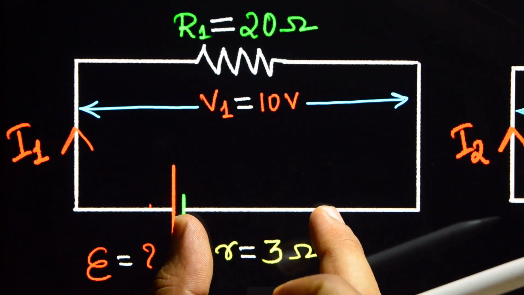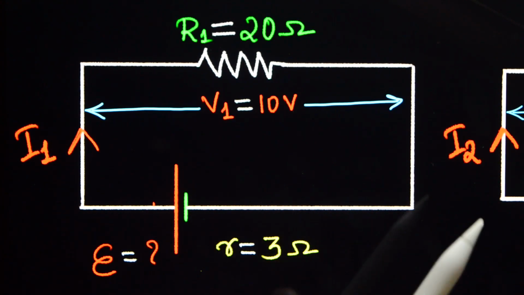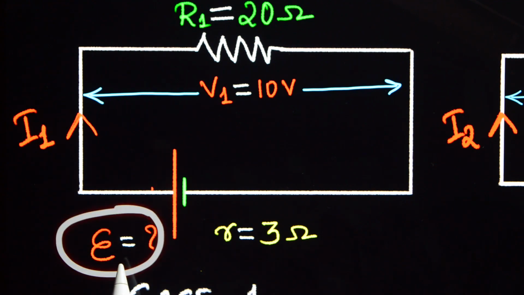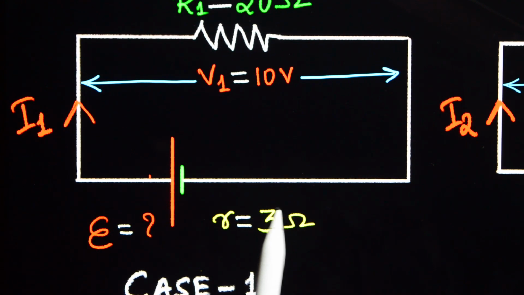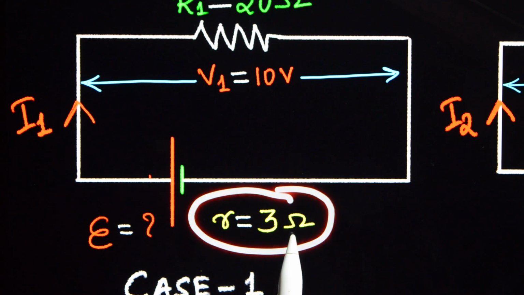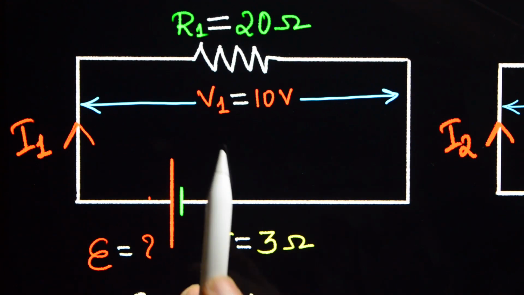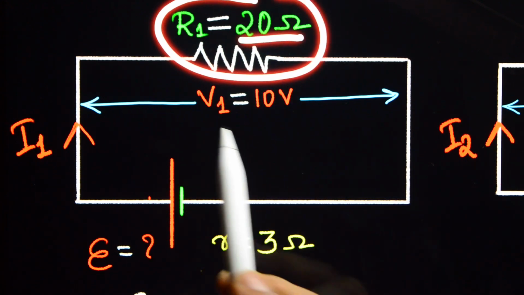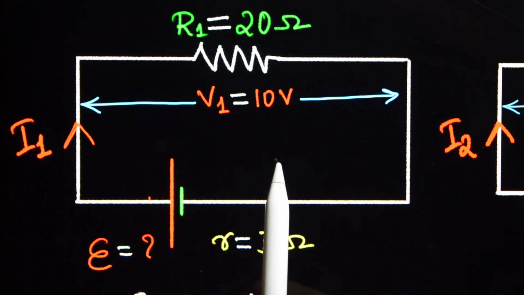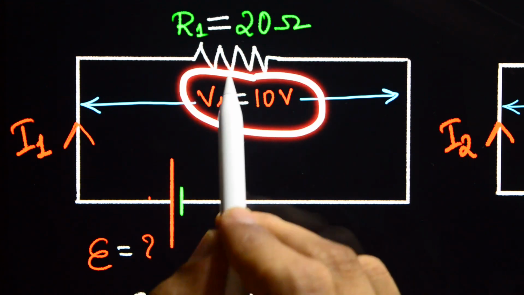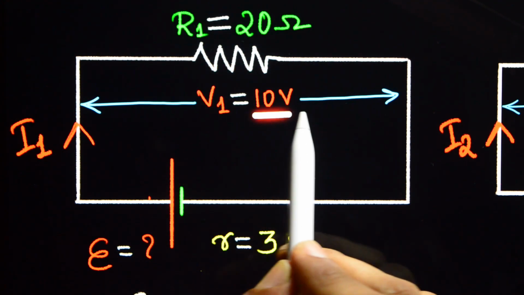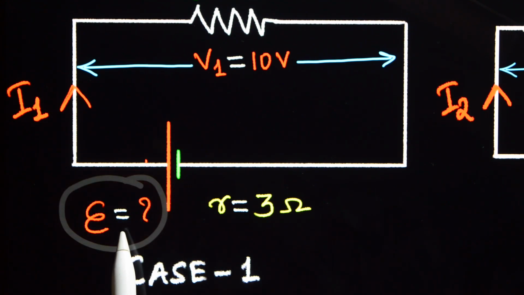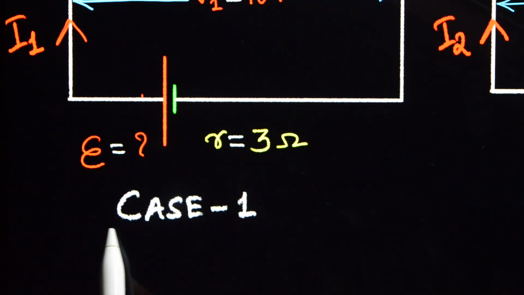Here is the given data. Here we have a cell, its EMF is not given. That's what we need to calculate. And its internal resistance is given, that is small r is equal to 3 ohm. Now this cell is connected to an external resistor, its resistance is 20 ohm. Let's write it as R1 is equal to 20 ohm. And the potential difference across this R1, that is V1, is equal to 10 volt. We need to calculate the EMF of the cell. This is the first case, our case number 1.